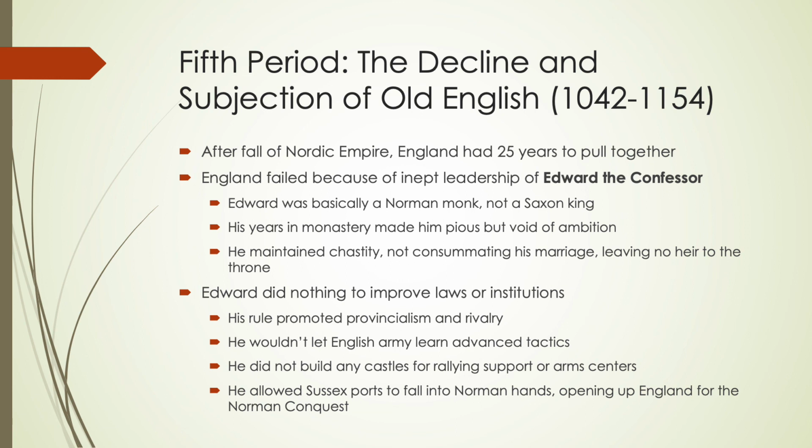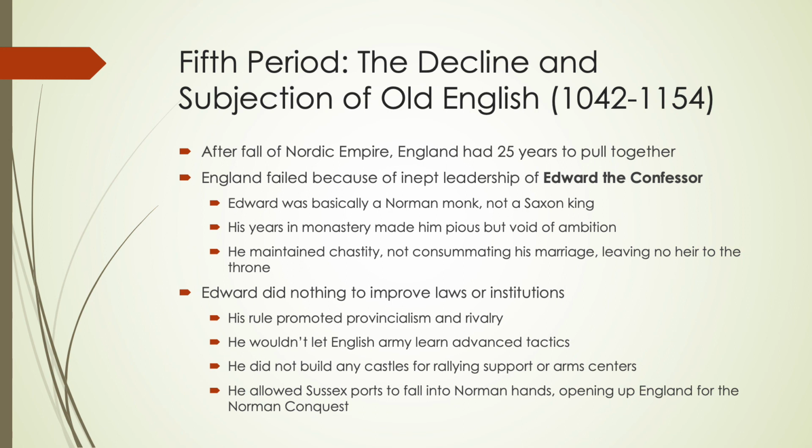So the different local areas ended up ruling themselves and fighting with each other. He didn't allow the English army to start advancing different tactics. He didn't build any castles. He didn't rally any sort of support. He didn't really focus on militarized areas and military centers. And by the end of his reign, he had allowed Sussex ports in the southern area of England to fall into Norman hands. This opened up England for the Norman conquest that took place in 1066.